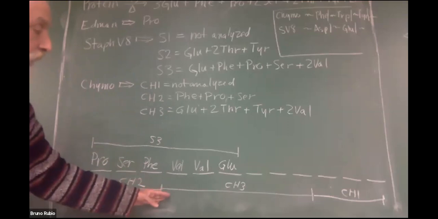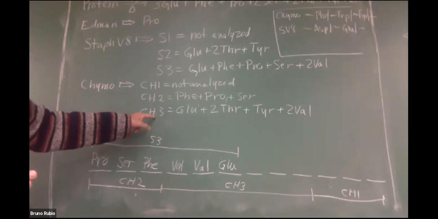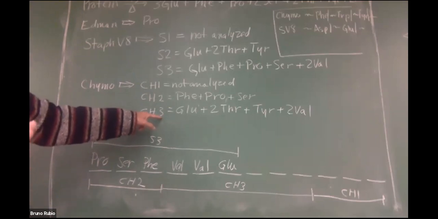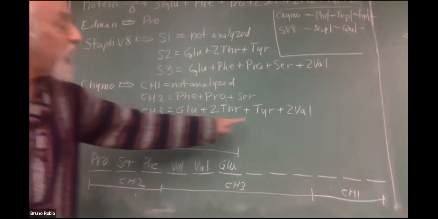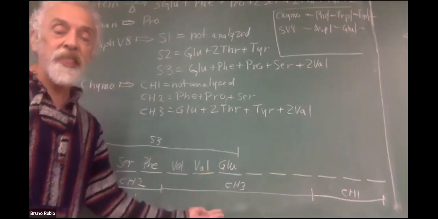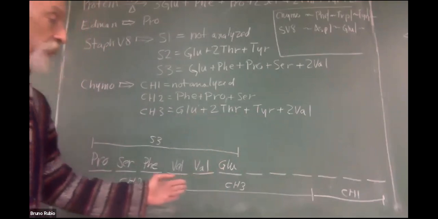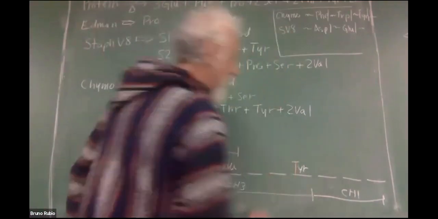Let's go back to CH3. CH3 is a chymotrypsin fragment. It breaks after PHE, TRP, and TYR. We see that CH3 has a TYR in it, a tyrosine. And since chymotrypsin breaks after a tyrosine, the tyrosine had to live there.